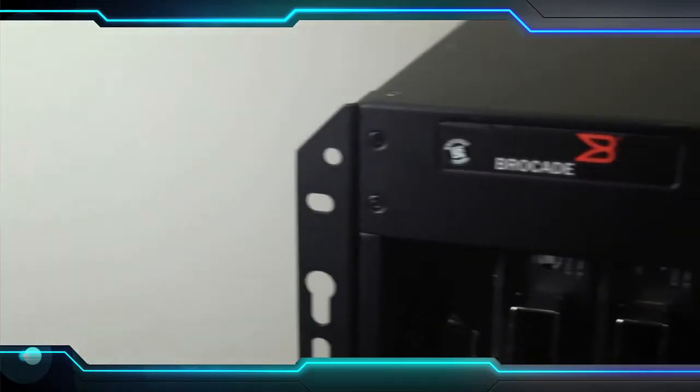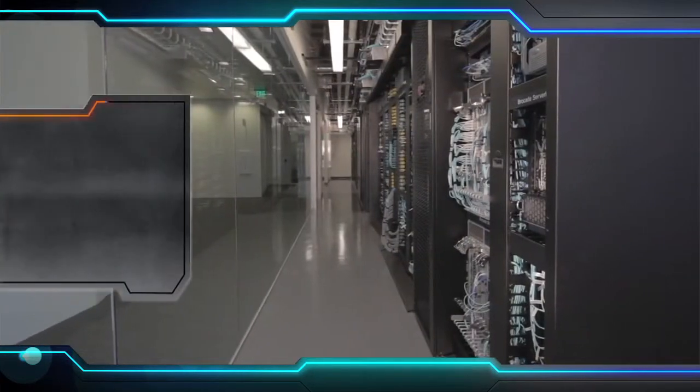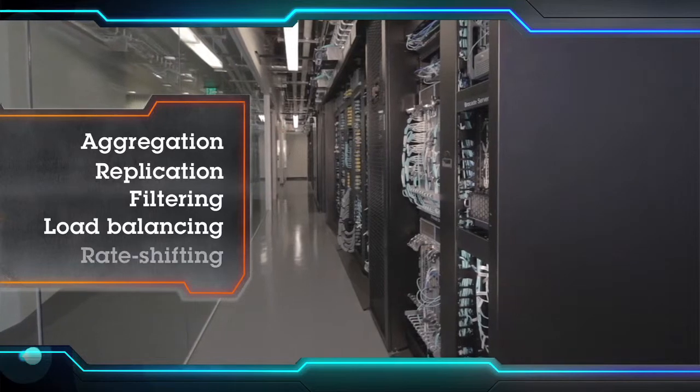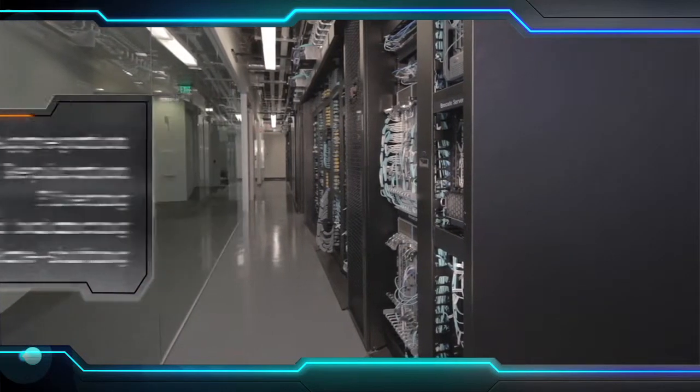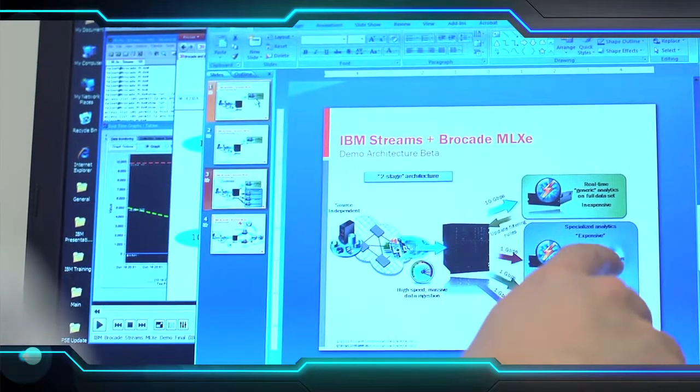Brocade's MLXC is a fantastic device for collecting network data. It's able to tap off of networks at the absolute highest speeds, so it's an ideal marriage of technologies. Very robust hardware, cost-effective technology, coupled up with very sophisticated analytics.